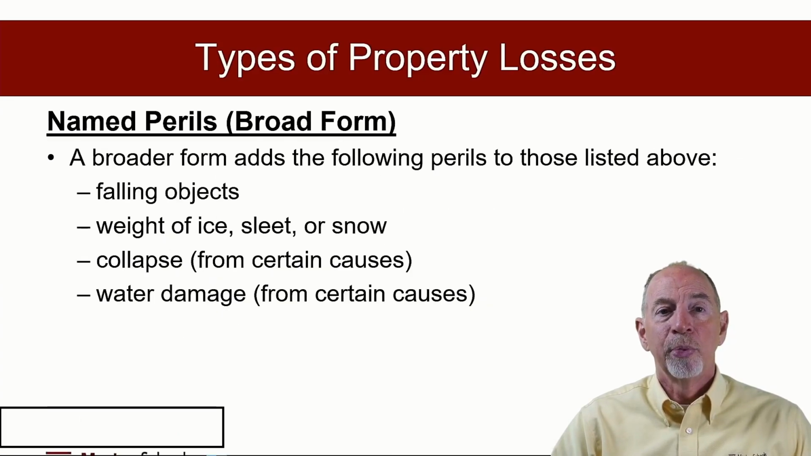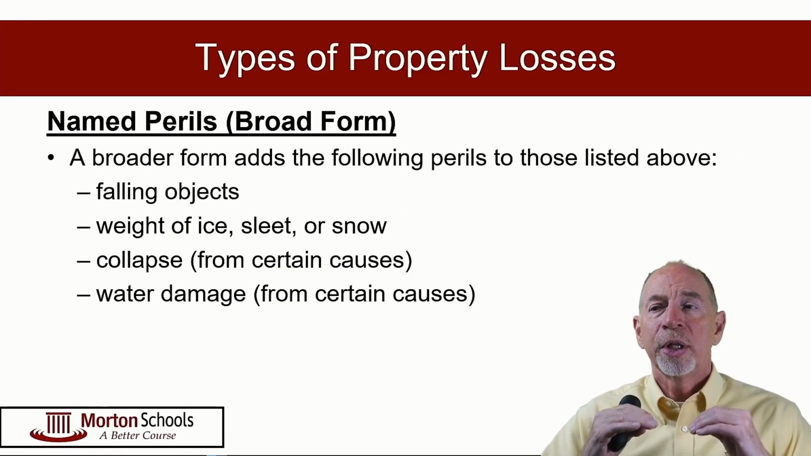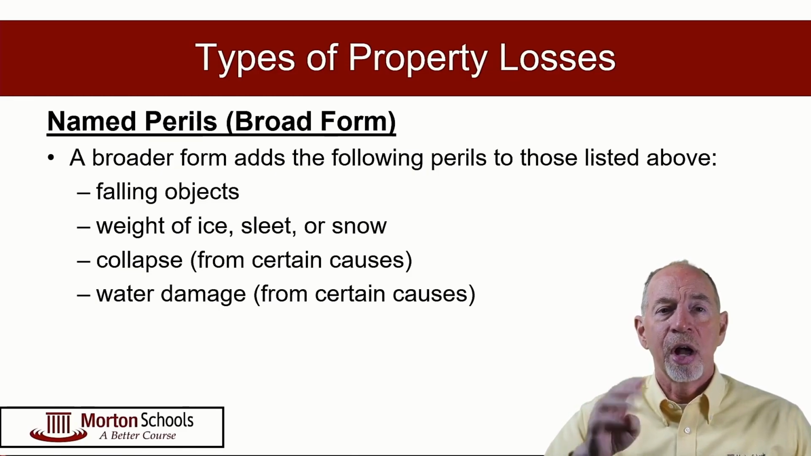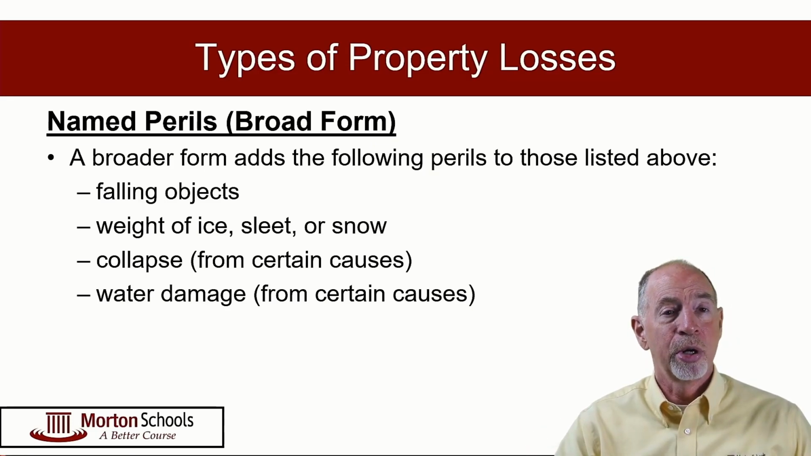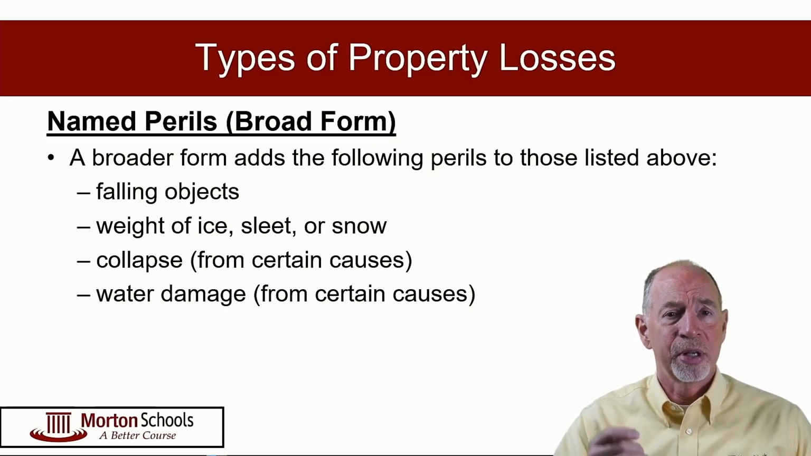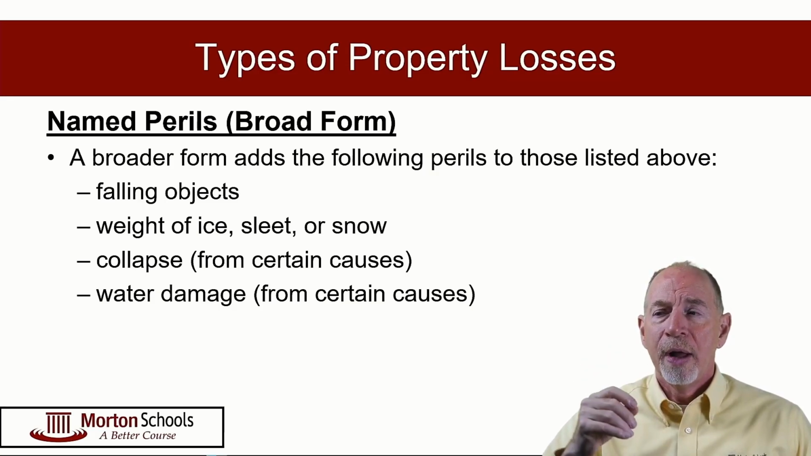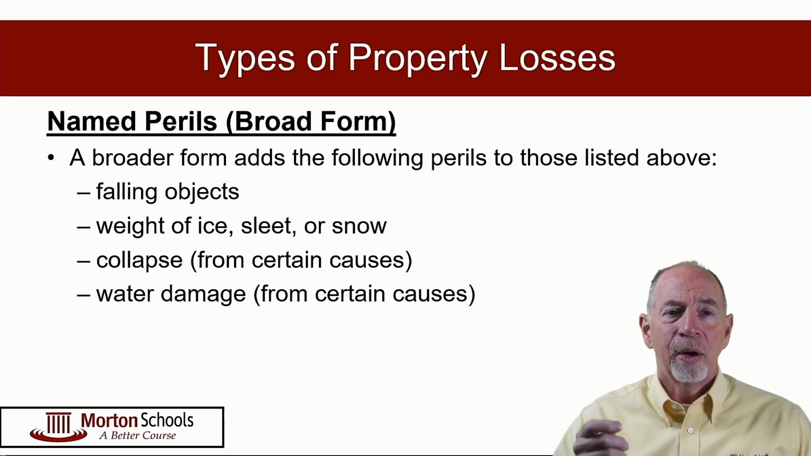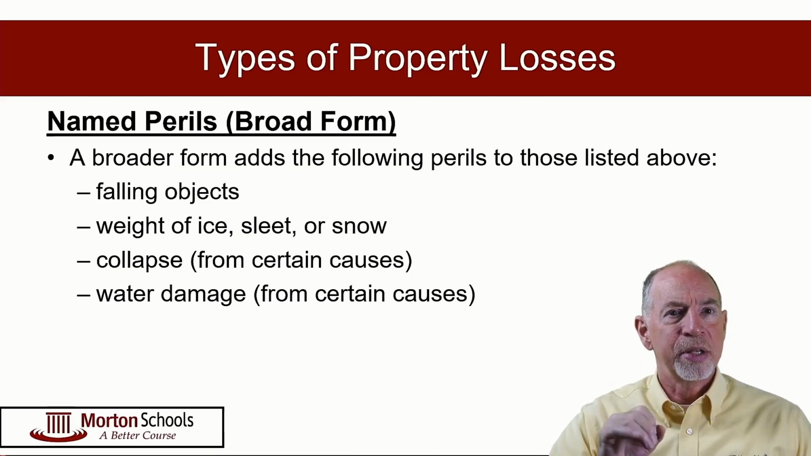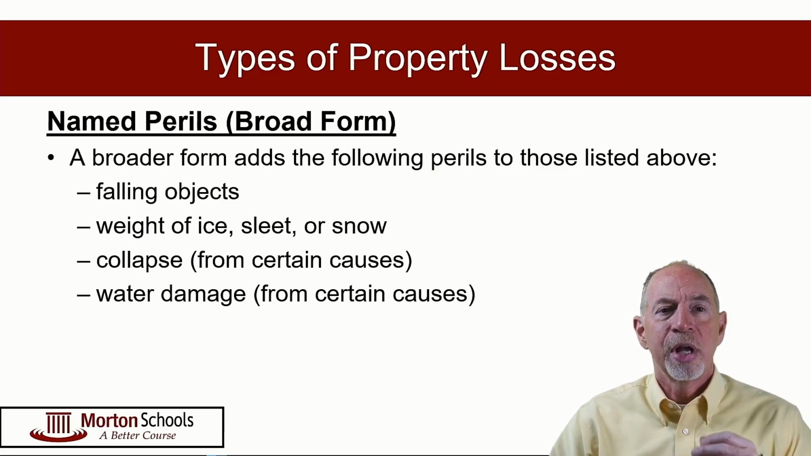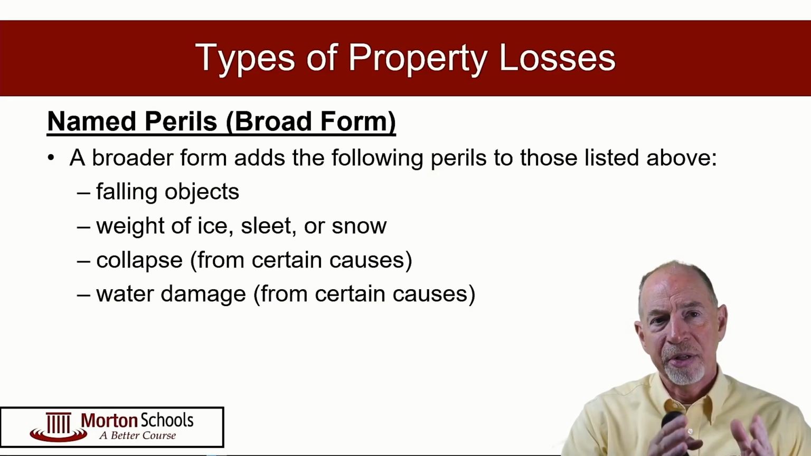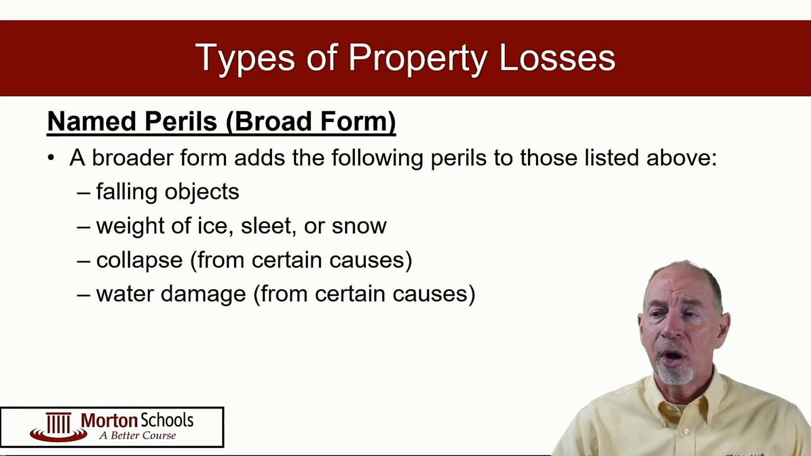Then there's the named broad policy. And what the broad list does is it adds on 4 more items, although, once again, can vary from policy to policy. Typical homeowner's policy, it'd be 6 or 7 items that are added on. But these are the main 4 that would be added on with broad. Now, although I wouldn't really recommend that you memorize the basic list, it kind of makes sense. This broad list you need to memorize so that you can tell whether they're talking about named basic or named broad. And the 4 items are falling objects, weight of ice, sleet, or snow, collapse, or water damage.